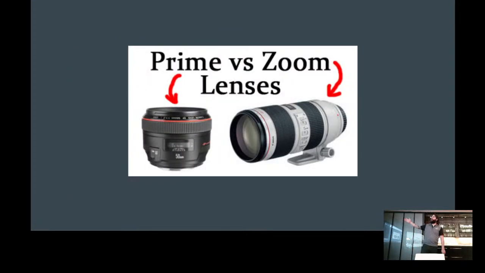Prime versus zoom lens. I keep it as simple as possible. Prime lens, best background blur, but only one fixed number. So if I want to take a picture of you, if I'm not close enough, I'm going to have to get closer. That's the kind of key to that. But I can get really good background blur, really good bokeh, and a really clear, detailed shot.